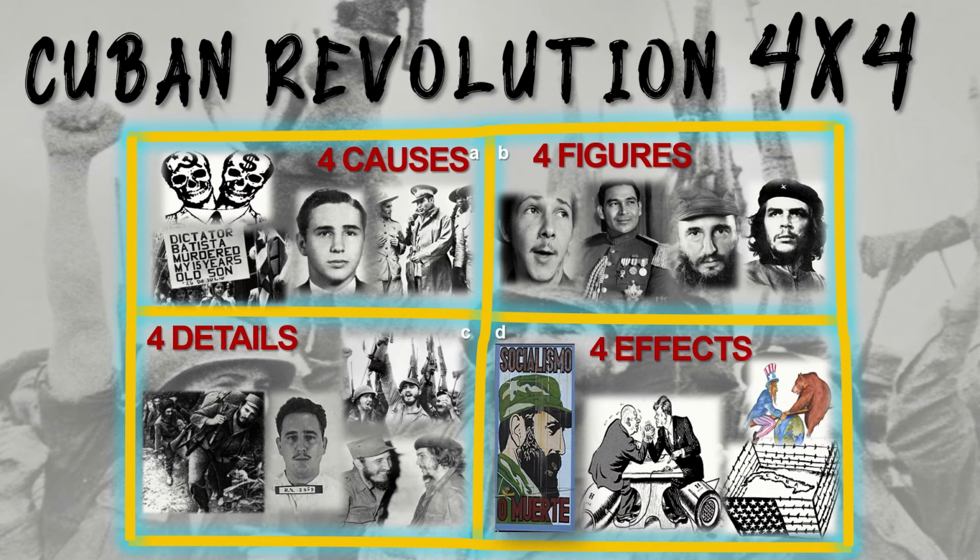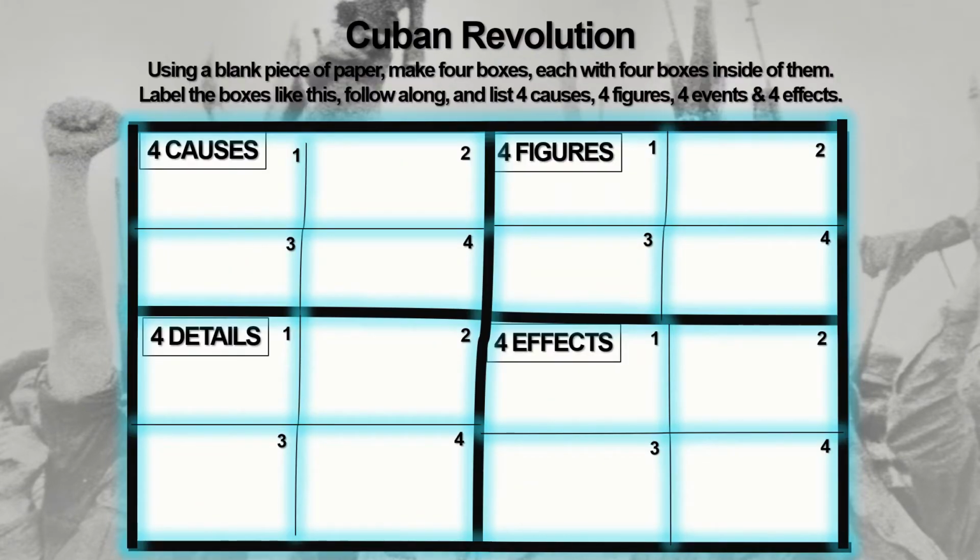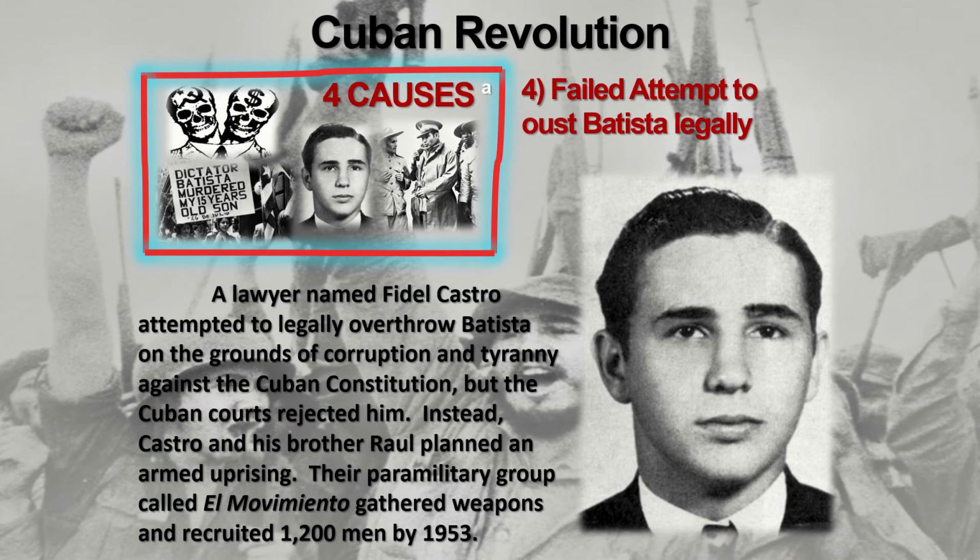So what I want to do is show you just a few of these slides. But basically, I'm going to hand out a blank graphic organizer that looks like this. So students have a grid of 16. They're going to come up with 4 causes, 4 figures, 4 details, and 4 effects as we go through each slide. So here's an example of one of the causes.